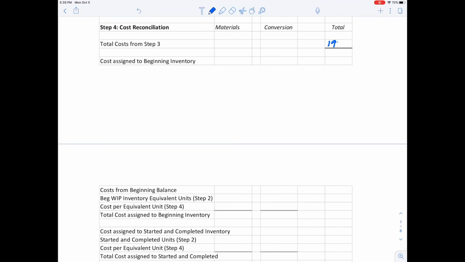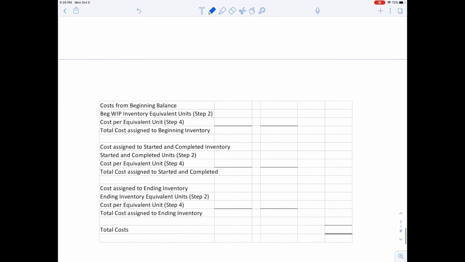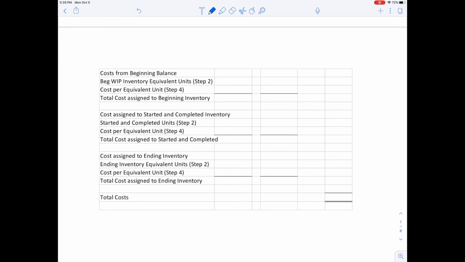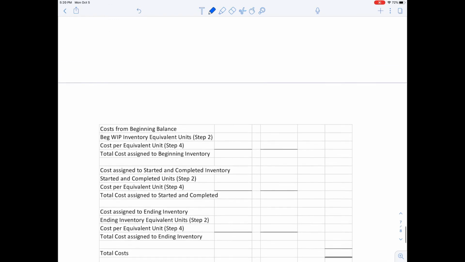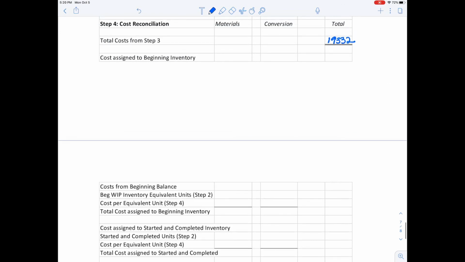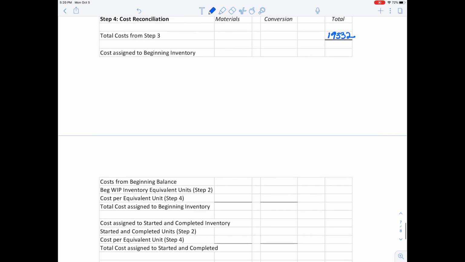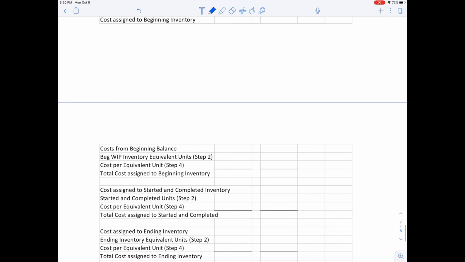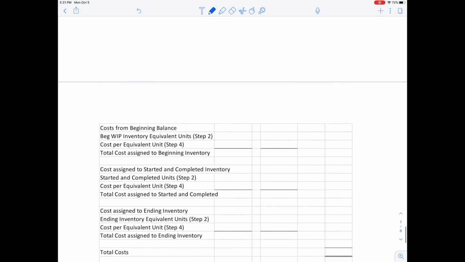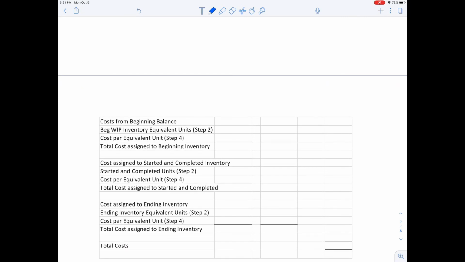All right, so let me pick up where I left off. We had those total costs. I had to go in and re-download because the last page did not come through, and I want to make sure that you get all of this for the FIFO cost reconciliation, because this part is kind of the hard part. So I want to make sure you have something to follow. So we have those total costs. Now we're going to break those down and make sure that we can pull them in from what goes to the beginning balance, what goes to the started and completed part, and what goes to ending inventory.